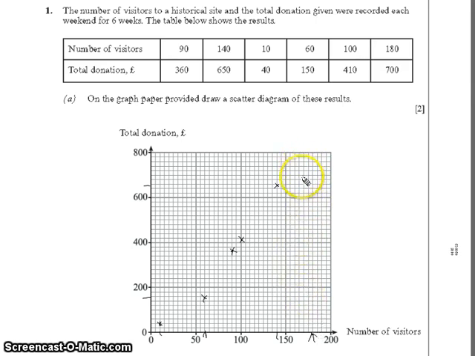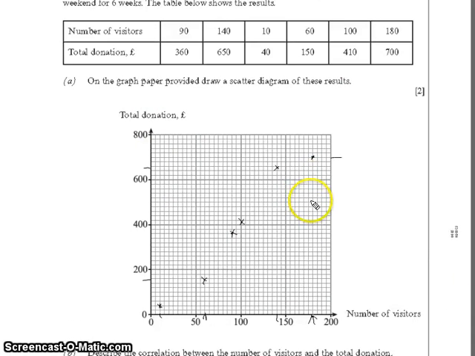Okay, and up to 700. So 700 might be okay. Let's see the height. There's 600. 1, 2, 3, 4, 5. So that's 700. There we are. So back the 4 squares from here. 1, 2, 3, 4. Again, as I say, using a ruler is probably going to help you a lot with this question. But there's the actual marking points I've got. On the graph paper provided, draw a scatter of these results, which we've done. Great. So that's good then, isn't it?